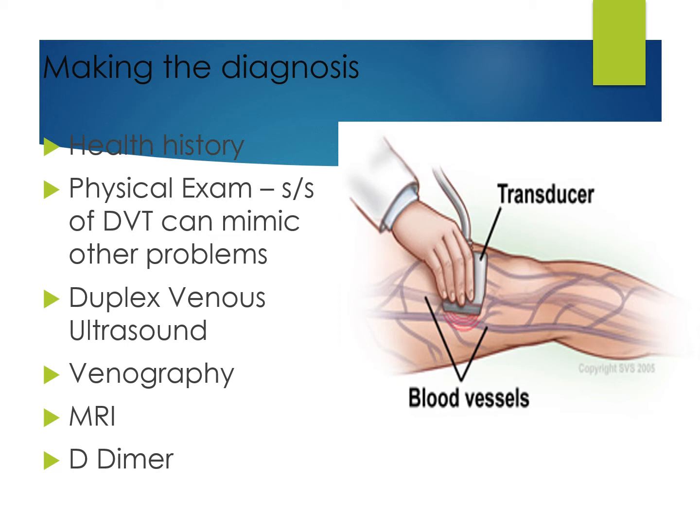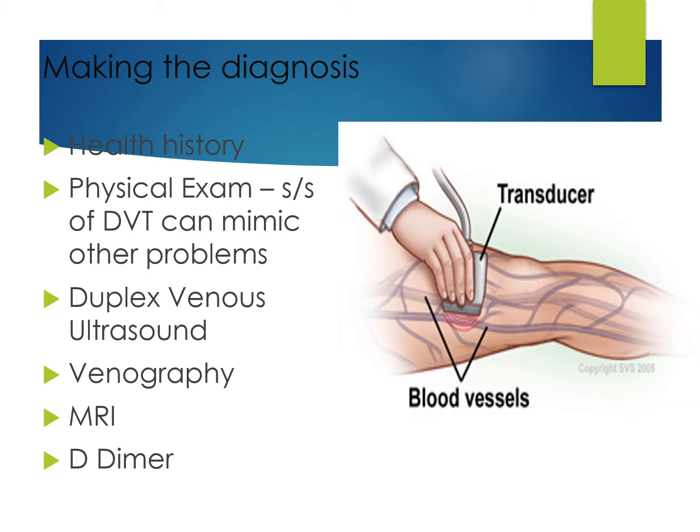A duplex venous Doppler can tell how the blood is flowing through that area and if it is impeded. A venography, be careful, because that "graphy" indicates that there is a dye, and that dye could include potential allergies, so you would always ask in that health exam, does that patient have any allergies? An MRI and a D-dimer.